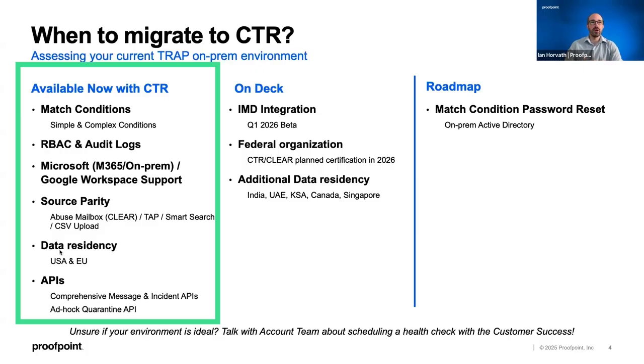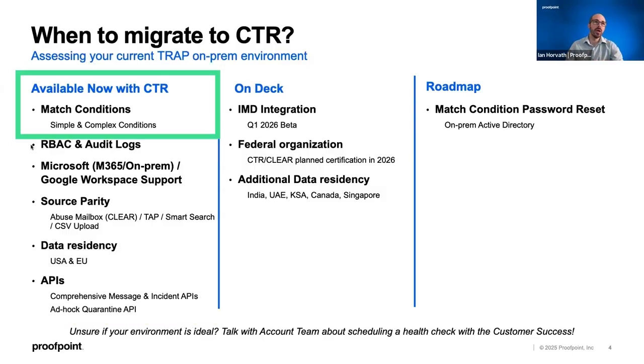Let's go through this first column just to explain a little more on why most customers can fit into this first column and move today, versus maybe you're in the on-deck column or the roadmap column right now. So match conditions: if you have the simple out-of-the-box match conditions for TRAP on-prem, the ones that come pre-seeded with any source that you have, those are already in Cloud Threat Response today, and they are just populated for you when you start your instance. If you're just using that, that's great. You can easily go there.